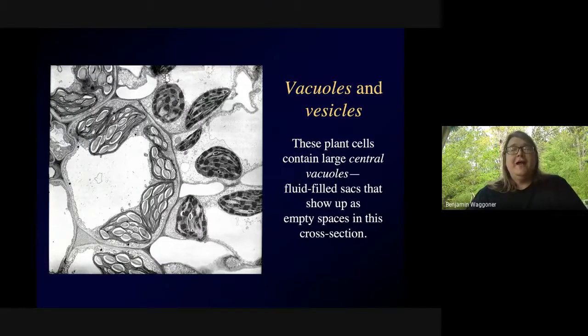You're looking at a slice through some plant cells, and what I want you to focus on here is lots of empty spaces. Much of a typical plant cell is taken up by a much bigger fluid-filled space made out of membrane. It's not a vesicle. We call it a vacuole. And that empty space in the middle of a plant cell is a vacuole. The vacuole normally contains water.